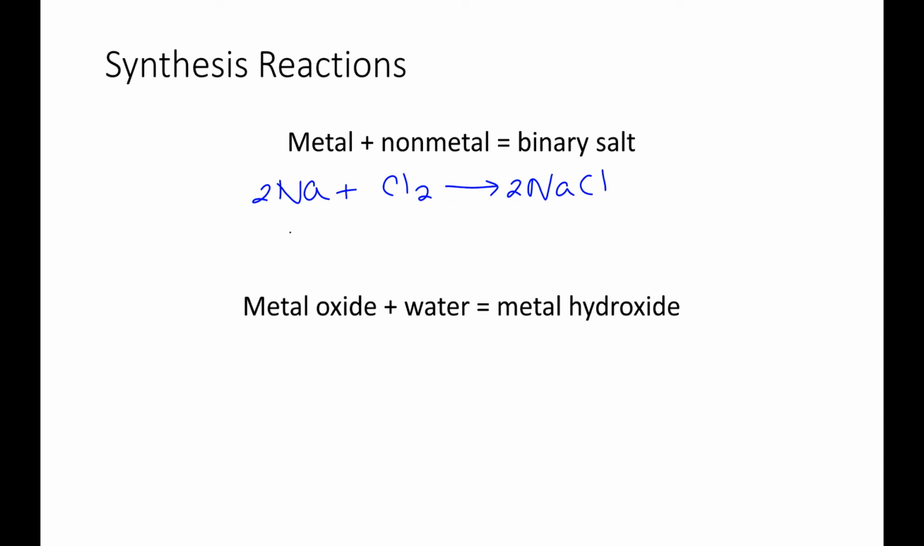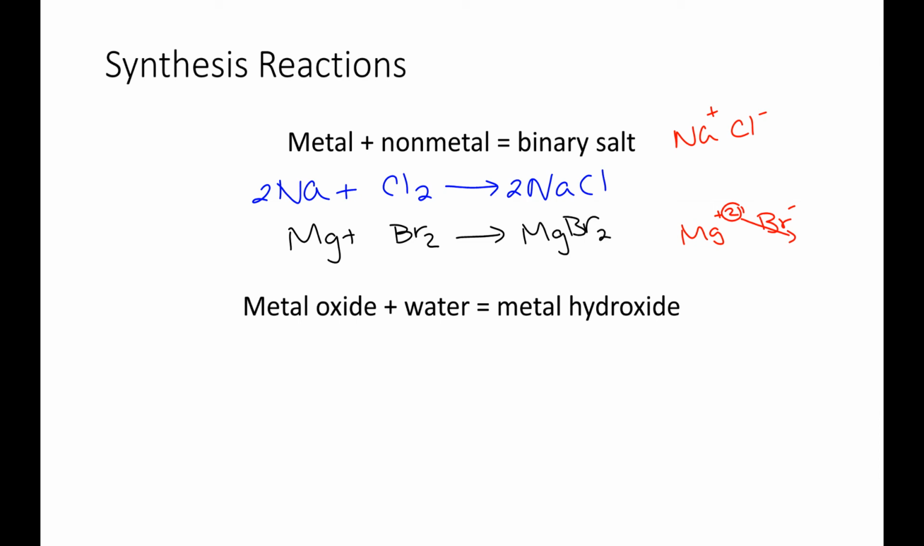You could take magnesium and react it with, let's say, bromine. Now, one of the things that I didn't stress is that when you put together the binary salt, you do have to worry about the charges. So Na has a +1, Cl has a -1, so that's how we got NaCl. Here, magnesium has a +2, and bromine has a -1, so we're going to have to crisscross down. So this is going to be MgBr2.